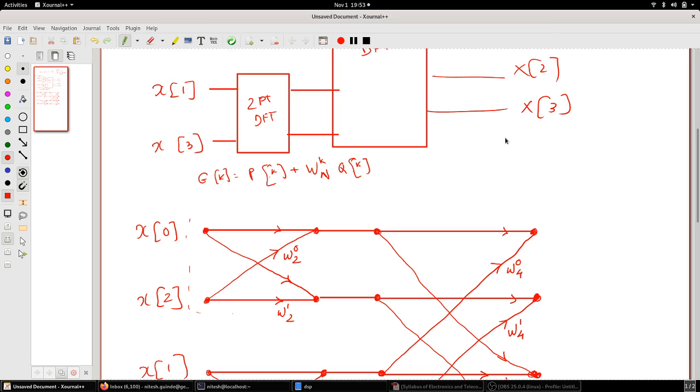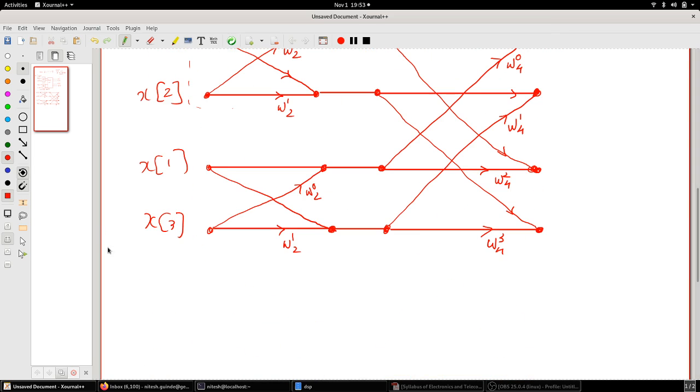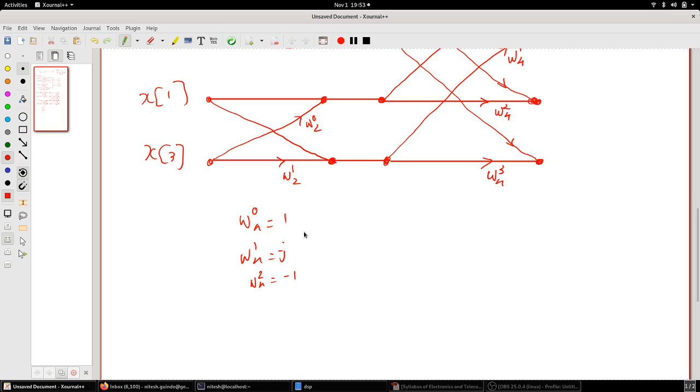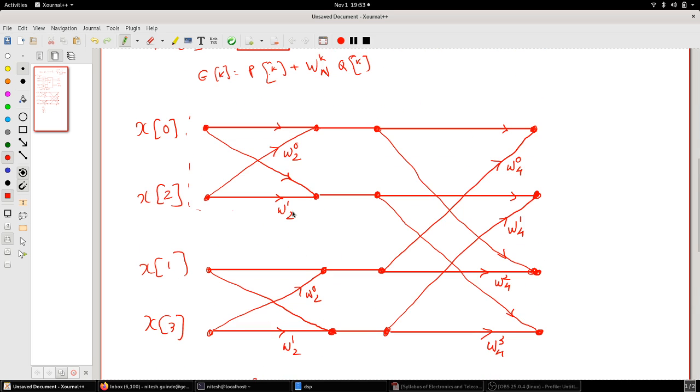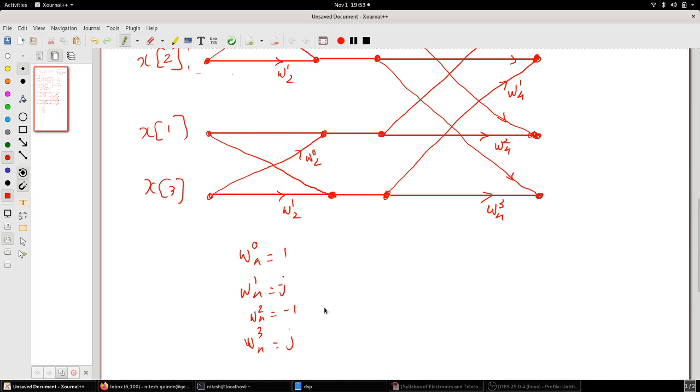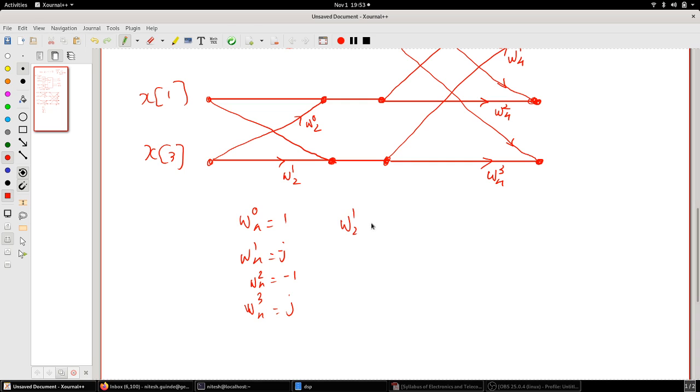So let's say your w0 of 4 we know is 1, w1 of 4 is minus j, w2 of 4 is minus 1, and w3 of 4 is plus j. Okay, we know this, guys, right? So now we just have to express this. And another thing is, you don't have to calculate w1 of 2. We can just say that w1 of 2 is same as w2 of 4, right? We are actually multiplying numerator and denominator by 4. So this is actually equal to minus 1, right?